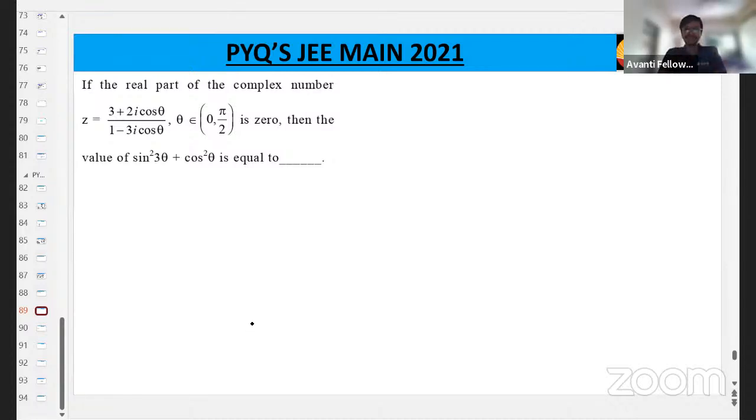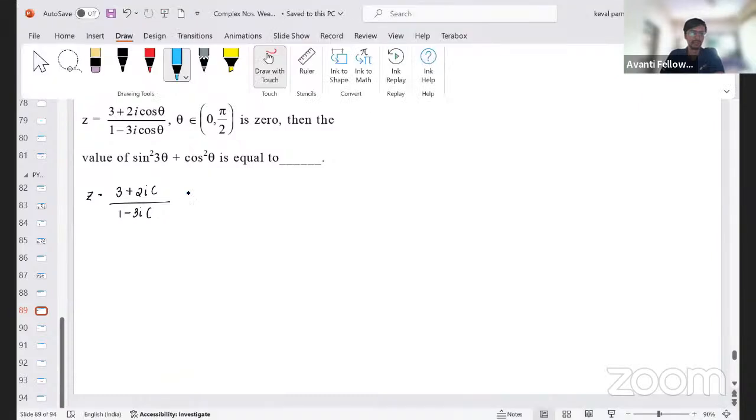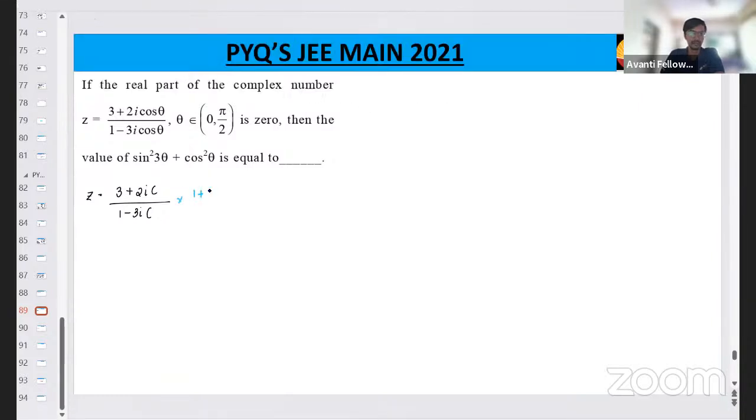Yeah. So what is given to us? Real part of the complex number. Now this is a fairly simple question. What will we do to find its real part? Same, guys, what will we do? We will multiply and divide by the conjugate. So let me write z is 3 plus 2i cos theta upon 1 minus 3i cos theta. Correct? So multiply and divide by the conjugate. What is the conjugate? The denominator's conjugate: 1 plus 3i cos theta upon 1 plus 3i cos theta.